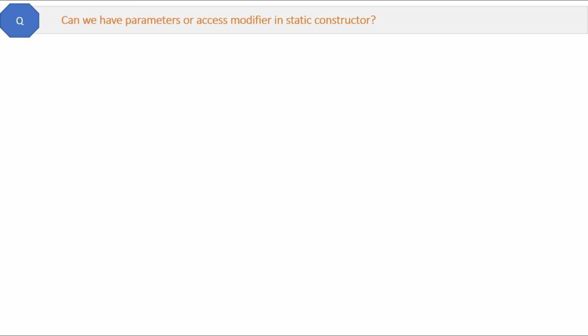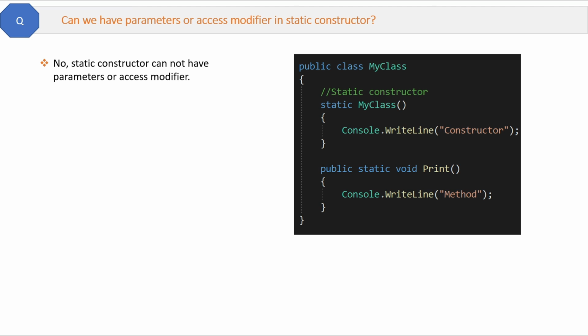Can we have parameters or access modifiers in static constructors? I already explained static constructor and the simple answer is no. A static constructor cannot have parameters or access modifiers in it.